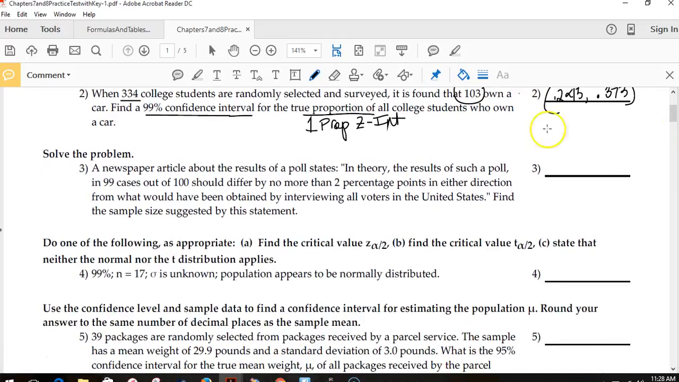Let's see, number 3. A newspaper article about the results of a poll says, in theory, the results of such a poll in 99 out of 100 cases, so we're talking about a 99% confidence interval, should differ by no more than 2 percentage points. And percentage points can be tricky. We'll talk about that in a second. In either direction from what would have been obtained by interviewing all the voters in the United States.